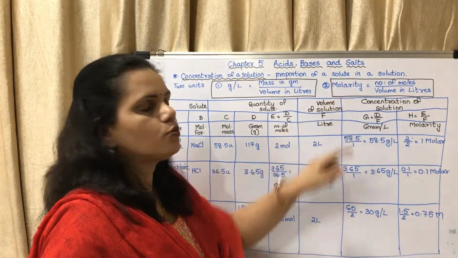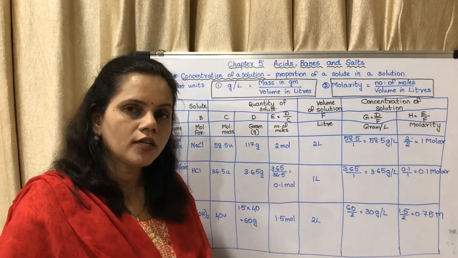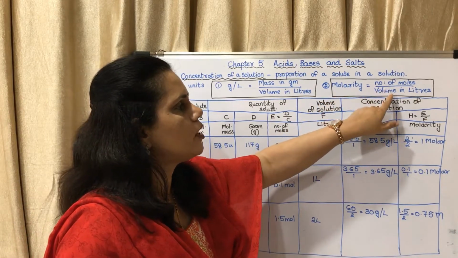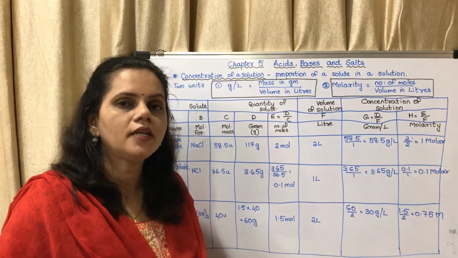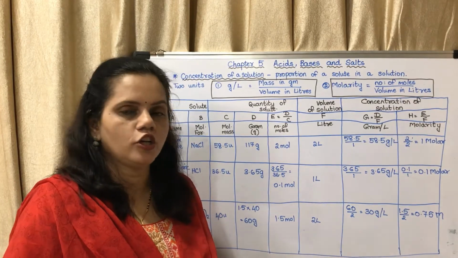The next unit is molarity. Okay, what is the molarity of the solution? How will you calculate the molarity of the solution? Molarity is equal to number of moles upon volume in liters. Okay, number of moles upon volume in liters.